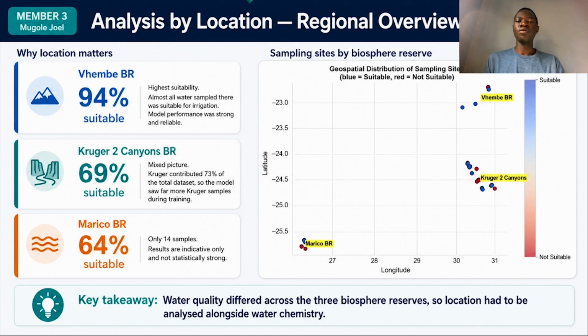As you can see from my graph, Hembe shows the highest suitability rate of 94%. In contrast, Kruger and Mariko came in with 69 and 64 respectively. So what this variance tells us is that water quality and environmental factors differ significantly across these regions, and it proves that we cannot just rely on one assumption for the entire region.